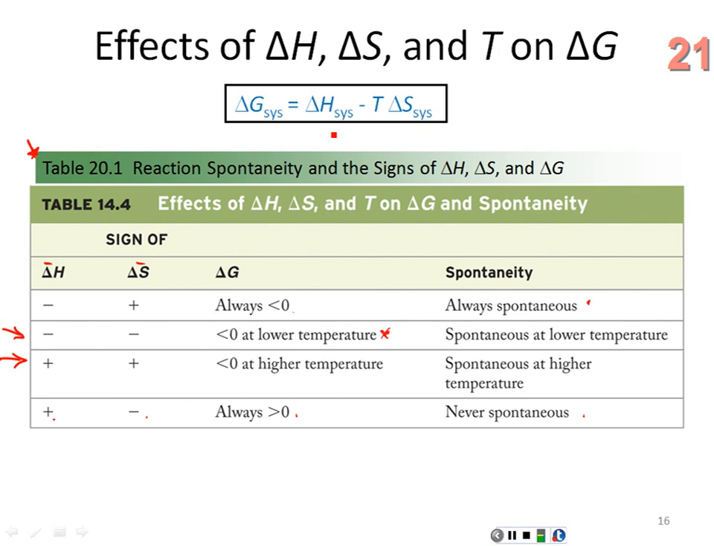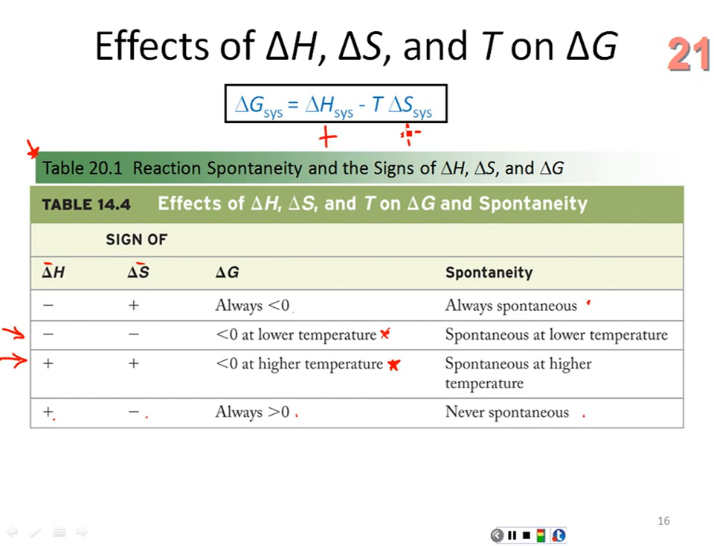Now when they're both positive, it's going to be the opposite. It's going to be spontaneous at higher temperatures. That is, delta G is going to be less than 0 at high temperatures. Let's look why. Positive delta H, that's an endothermic reaction. Positive delta S.